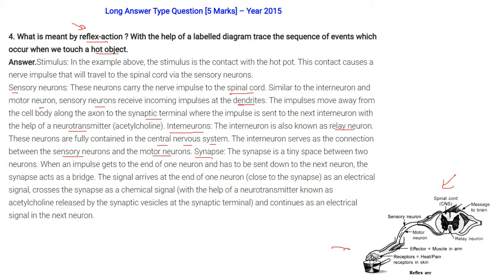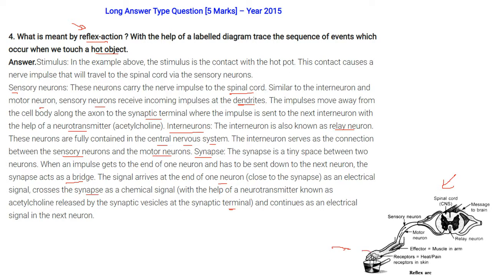The synapse is a very tiny space between the neurons. When an impulse gets to the end of one neuron and has to be sent down to the next neuron, the synapse acts as a bridge between them. The signal arrives at the neuron close to the synapse as an electrical signal. It crosses the synapse as a chemical signal with the help of the neurotransmitter acetylcholine, released by the synaptic vesicles at the synaptic terminal, and it continues as an electrical signal into the next neuron. So this is what is happening.